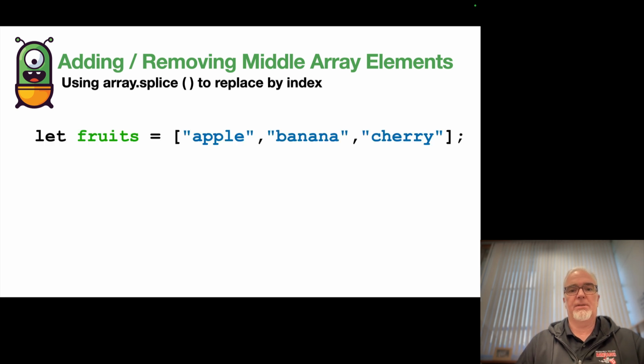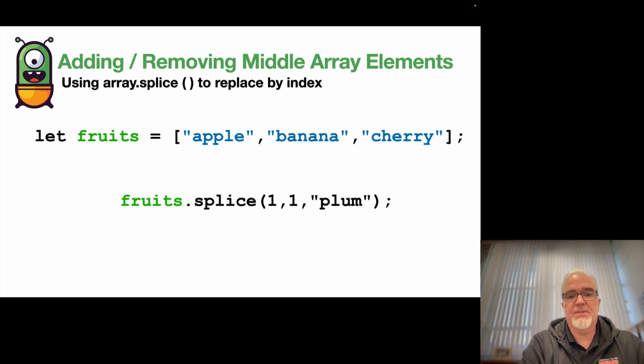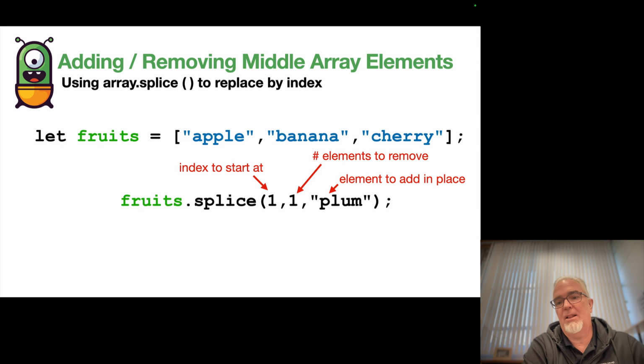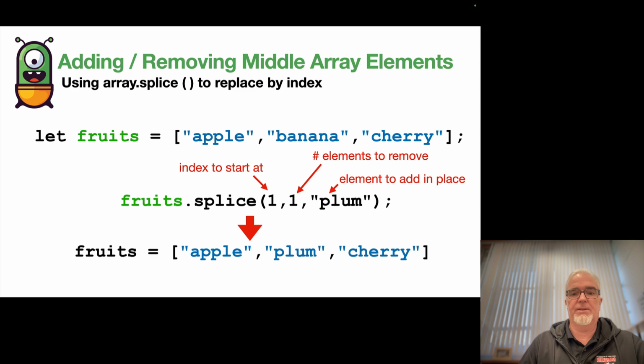If I use array splice in a different way, let's say I want to replace an element of the array. If I want to replace banana with plum, I can do so by giving it fruits.splice, and then I'm using 1, 1, plum. The first one is, again, the index to start at. The second one is how many elements to remove. And the third argument is the element to add in place. And so the resulting array here is apple, plum, cherry, because banana has been replaced by plum. In other words, splice removes banana and inserts plum.